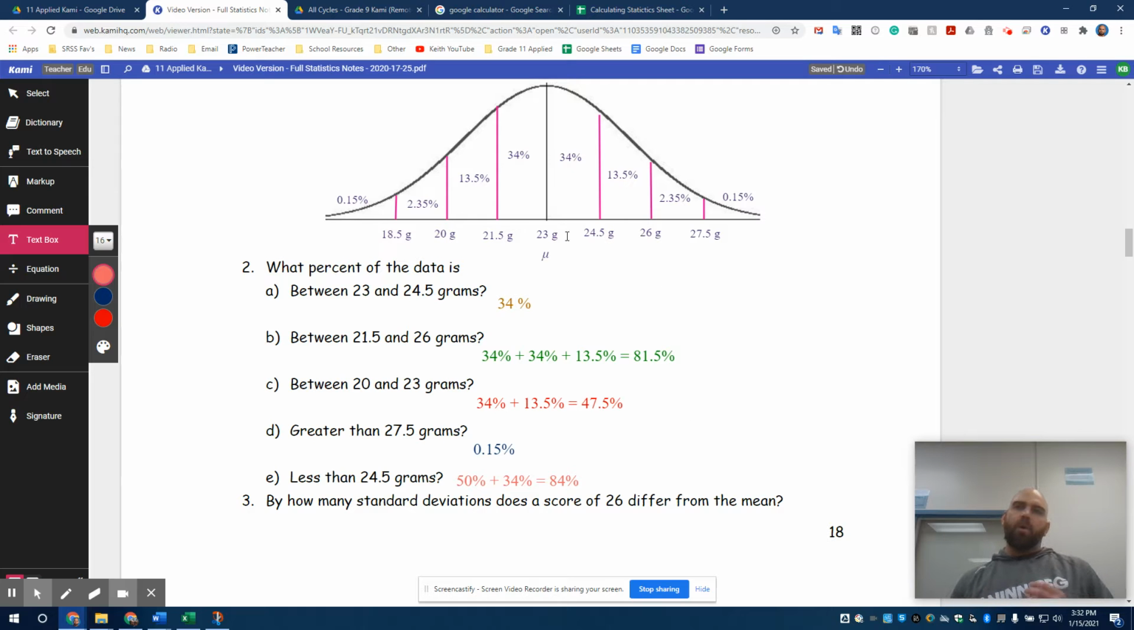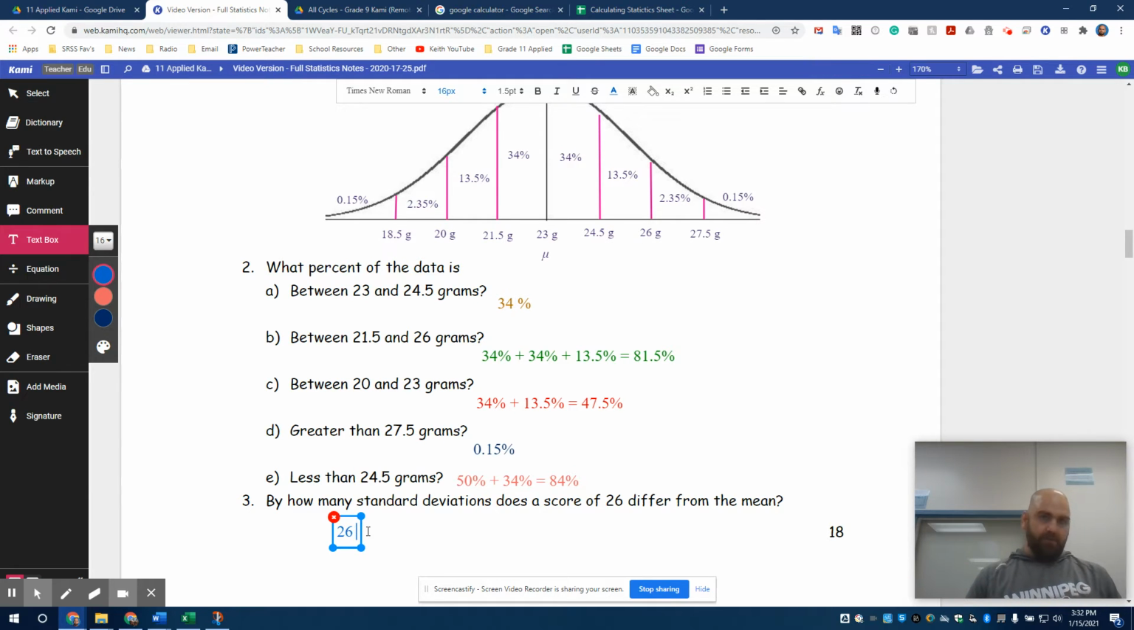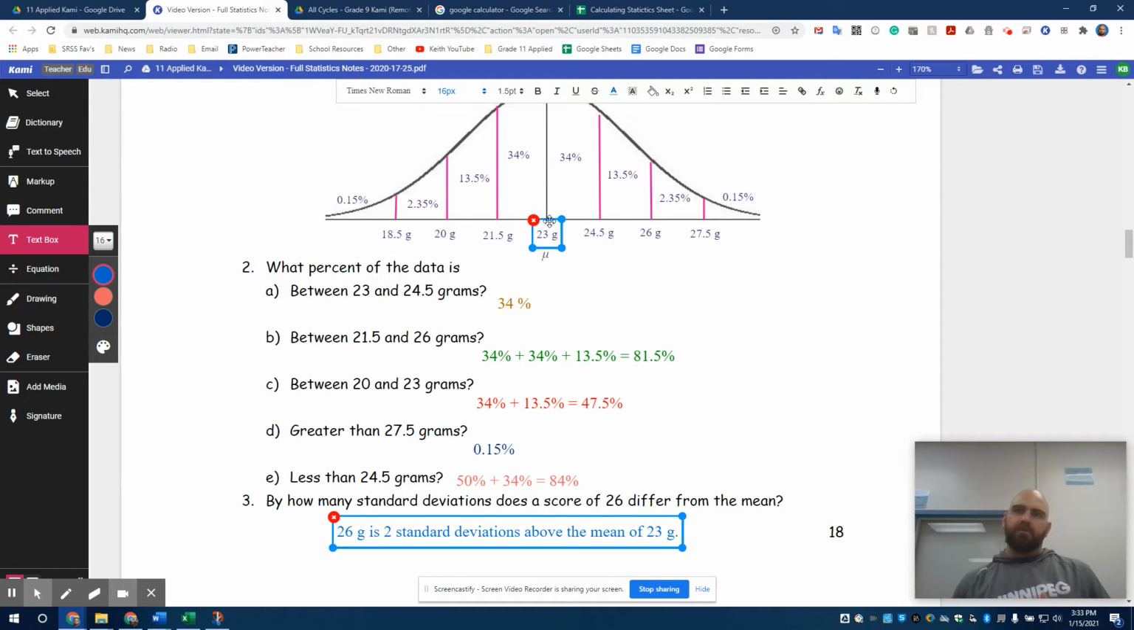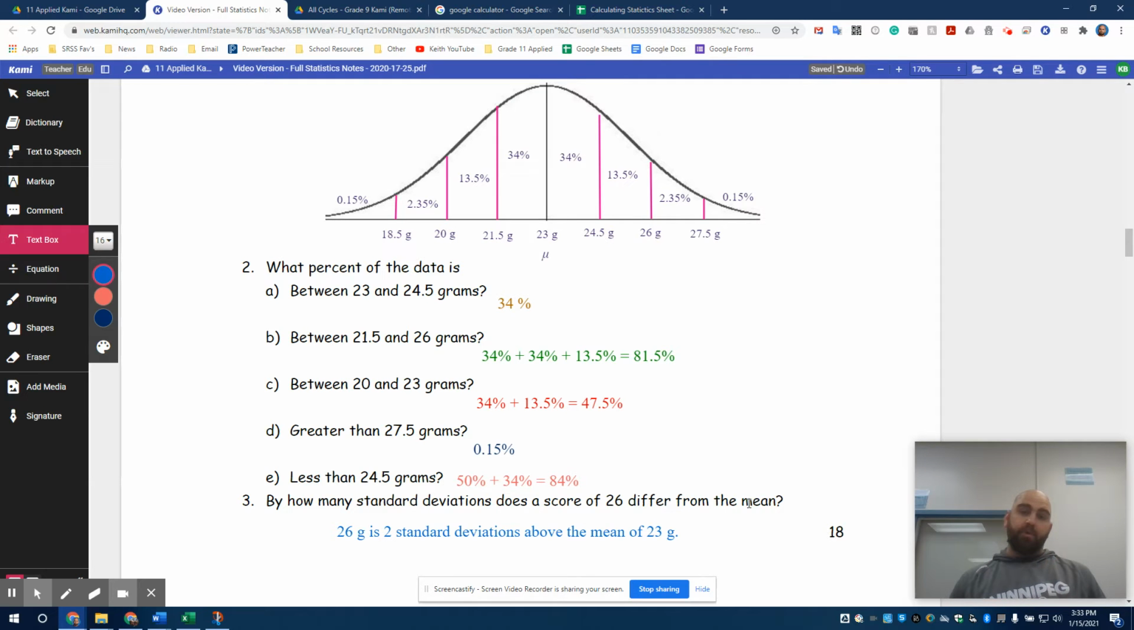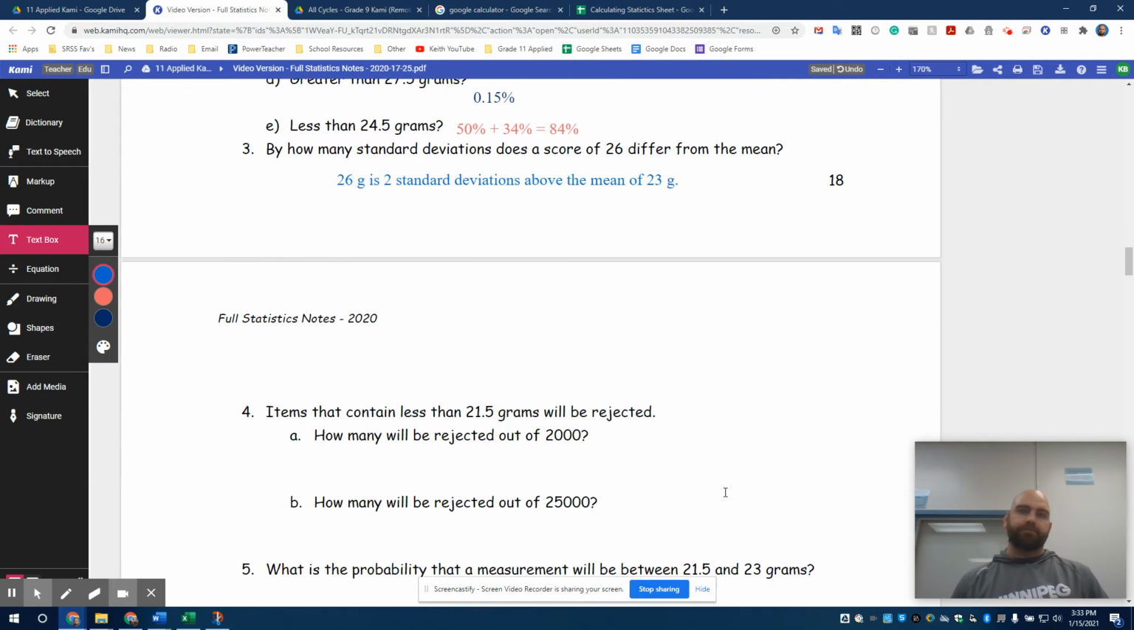Now, question number 3 is asking, by how many standard deviations does a score of 26 differ from the mean? Well, the mean is here at 23 and 26 is up here, which is 2 standard deviations above. So 26 grams is 2 standard deviations above the mean of 23 grams. It's that gap. Again, each of these lines represents 1 standard deviation, and it's important to remember that it's 1 standard deviation each.